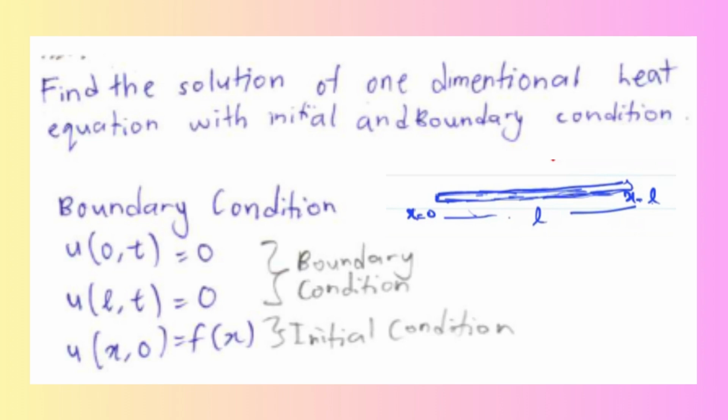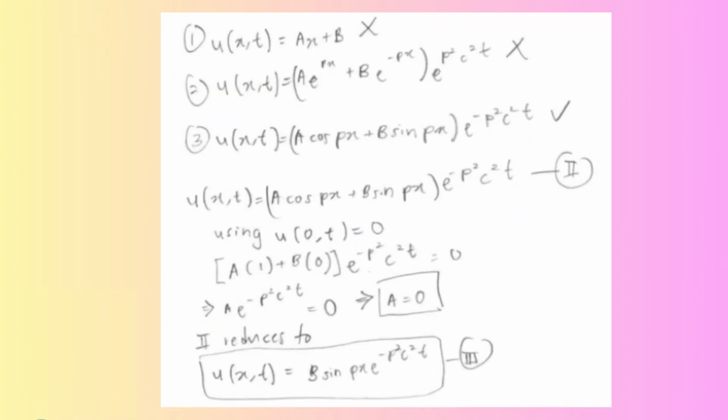So let's do an example. Find the solution of the one-dimensional heat equation with initial and boundary conditions. The boundary conditions are both 0 and the initial condition is f(x). For this question, there are three cases that we can do to find the solution, but the first two cases will give us a trivial solution, which is not a solution that we want. We want the non-trivial solution. So we use the third.